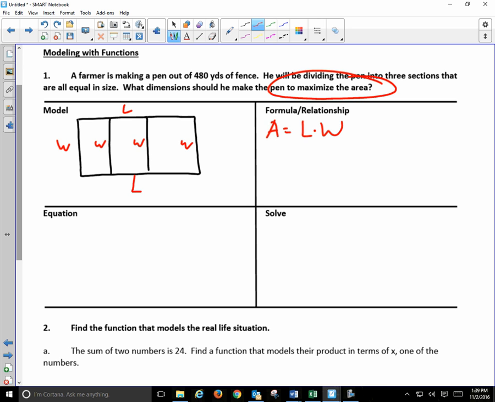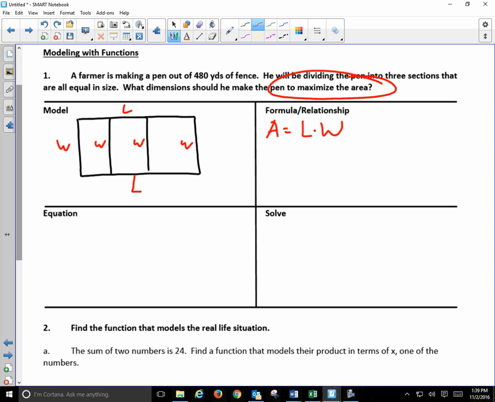Now, the goal is to have the largest area possible. This is good for the farmer. That way, there are more resources for the cattle to eat and more space for them to move around. However, I can't make it 2 miles by 3 miles. I don't have that much fencing. So I need a second equation.